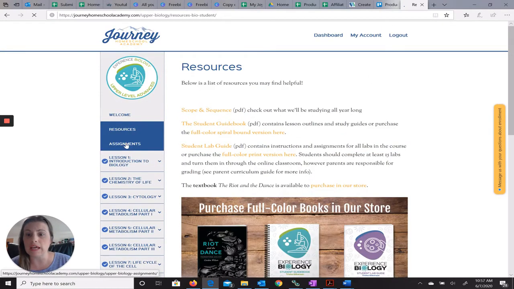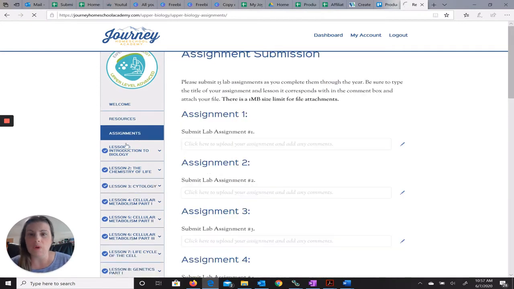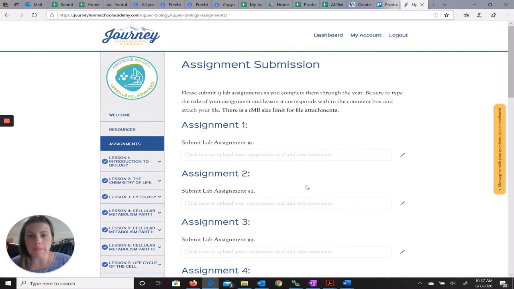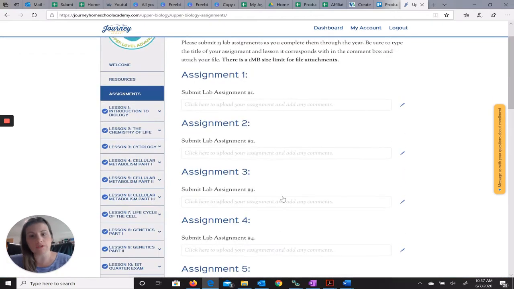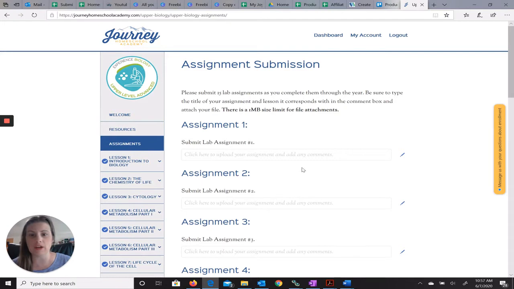Assignments. This is where they can turn in their labs. Now, they would need to turn in 15 labs to get the high school credit for this course. By turning them in, really all it is that they will give you a certificate of completion saying that you completed the course and that you earned credit. They do not grade the lab assignments. When you turn in the lab assignments, they will not be graded. You still need to grade them.